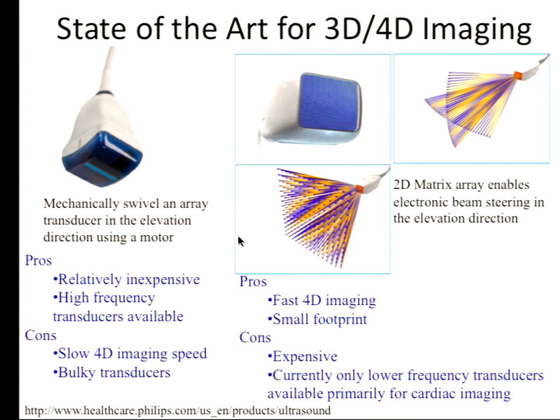The cons of using a mechanically swiveled transducer is that it's extremely bulky. These are large transducers and somewhat cumbersome. They also produce near real-time imaging, but the frame rate is rather slow. So the volume update rate is rather slow with these transducers. You can get much faster volume update rates with the matrix transducers, but they are expensive. They are orders of magnitude more expensive than the mechanically scanned transducers.